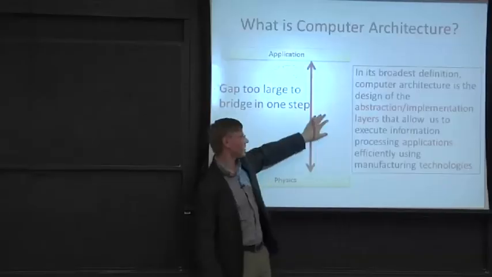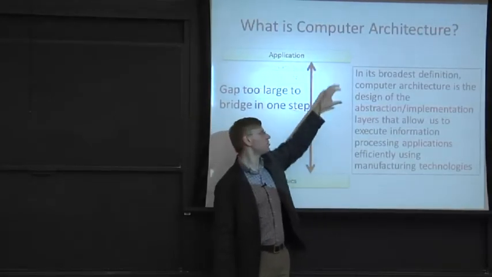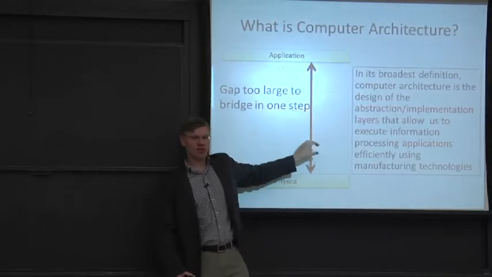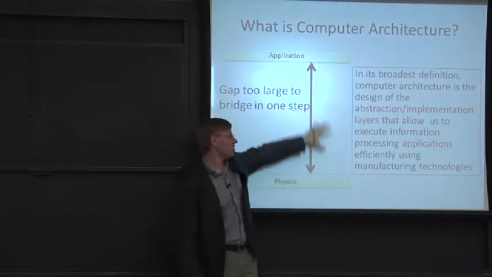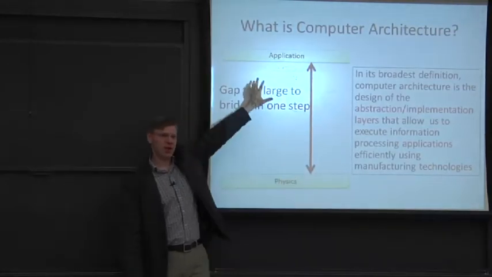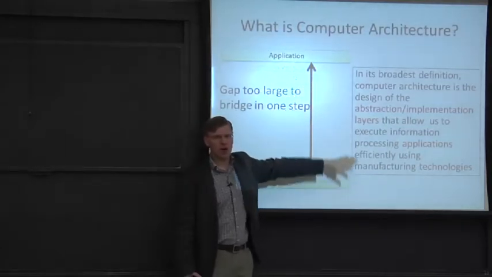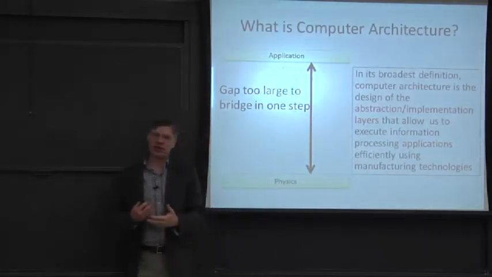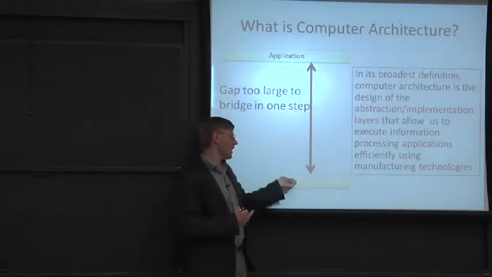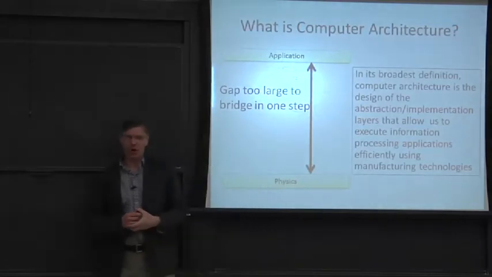So we're going to put a bunch of different layers in here. And by making smaller abstraction layers, we're going to be able to solve subsets of these problems and not have to change everything here in the middle. Let's say the physics changes or the application changes a little bit, we'll be able to reuse a lot of the work that we've done along the way. And computer architecture is the study of these layers and figuring out how to take the physics and turn it into applications that humans want.